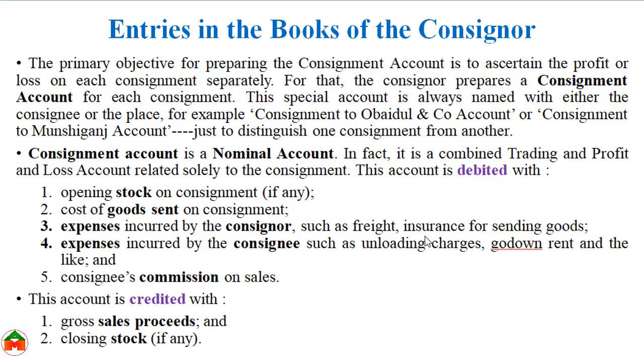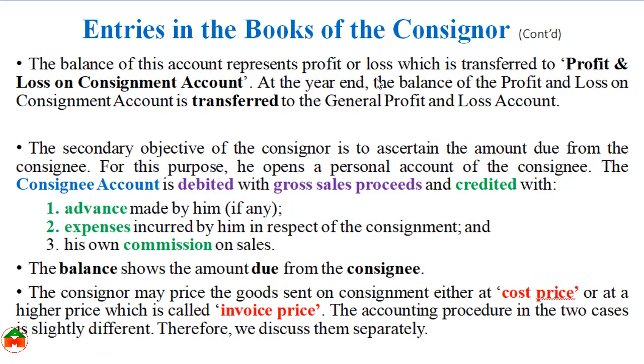On the other hand, on the credit side of the consignment account, we will show gross sales proceeds, revenue from the sale, and the closing stock. If there is any profit from the consignment, then the profit and loss from the consignment account should be transferred to the general profit and loss account.